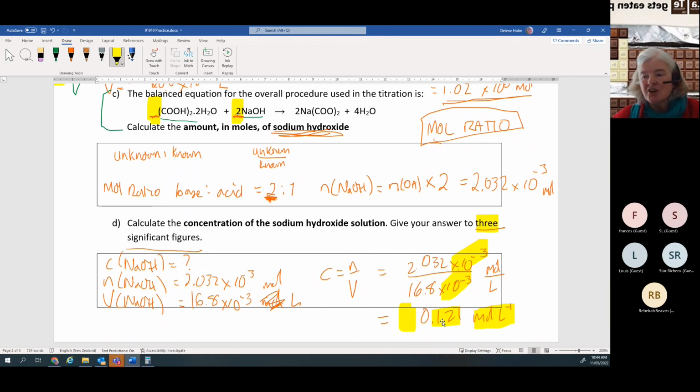The reason why it's not exactly double is because we used 20 milliliters of acid and we only needed 16 to 17 milliliters of base. So obviously the base is more concentrated because I needed less of it. So it's those sort of questions or things you think about whenever you're trying to work out, is my answer sensible? Any questions so far?